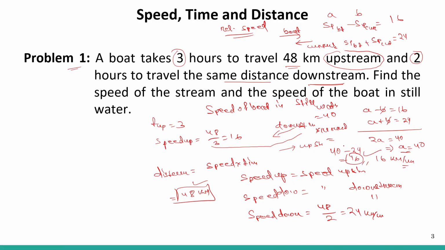So the speed of the current will be 4 kilometers per hour, and the speed of the boat in still water will be 20 kilometers per hour. It will be 4, because 24 minus 20 is equal to 4 kilometers per hour.